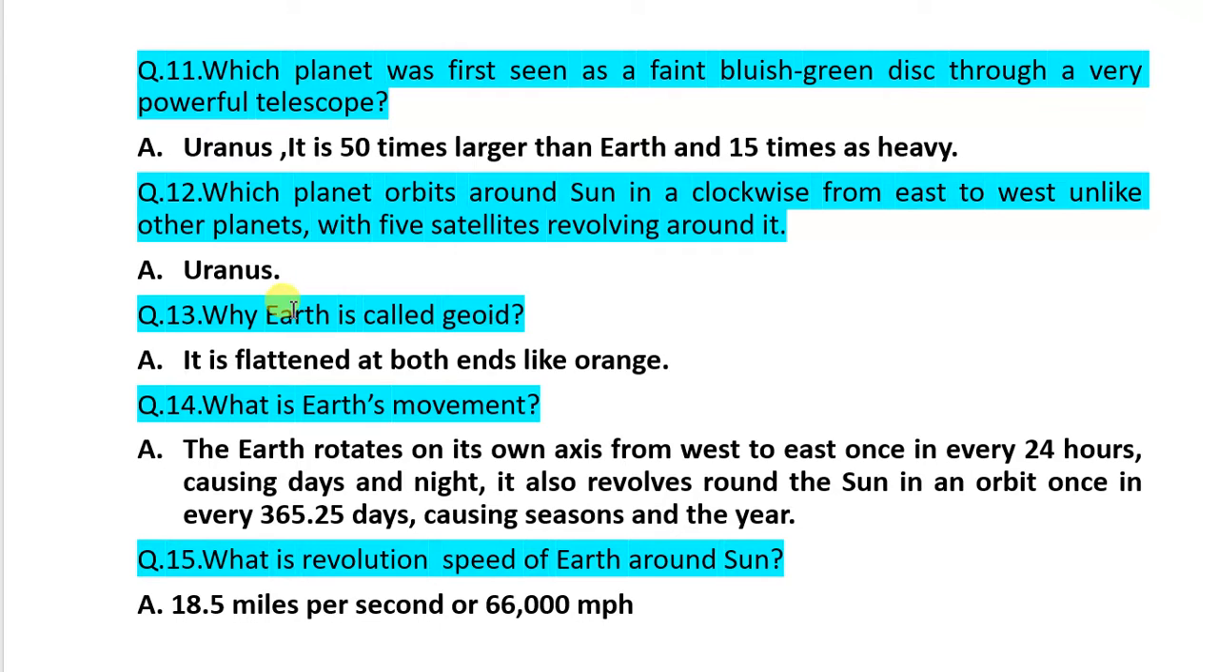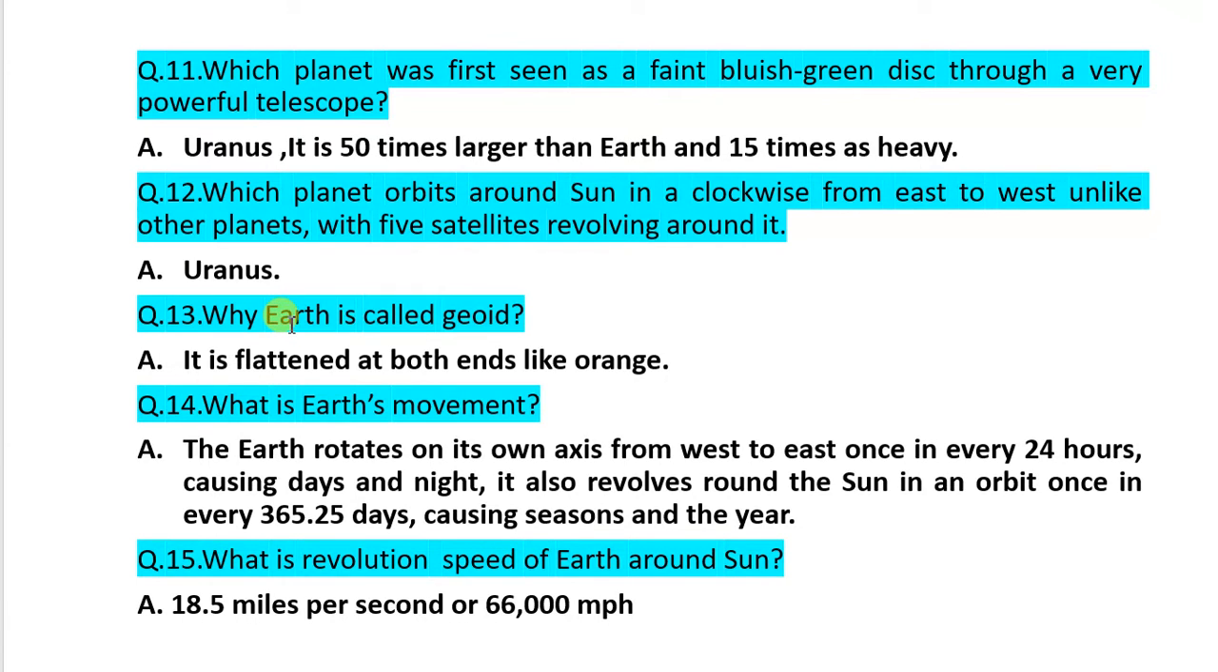Next question: what is Earth's movement? Answer is the Earth rotates on its axis from west to east once in every 24 hours, causing day and night. It also revolves around the Sun in an orbit once in every 365.25 days, causing seasons and years. In every 4 years, the orbiting days become 366. That is called a leap year.